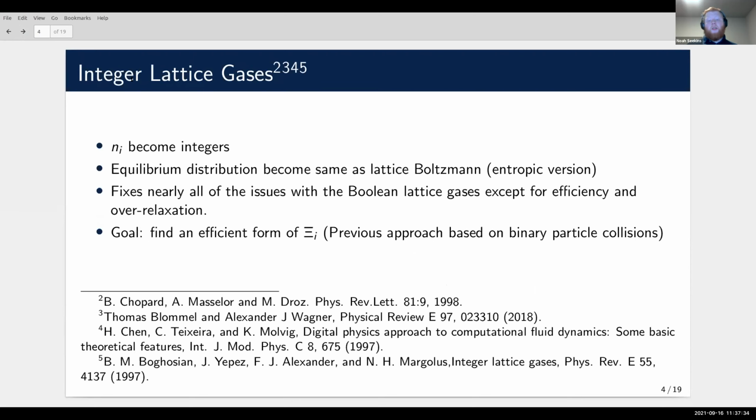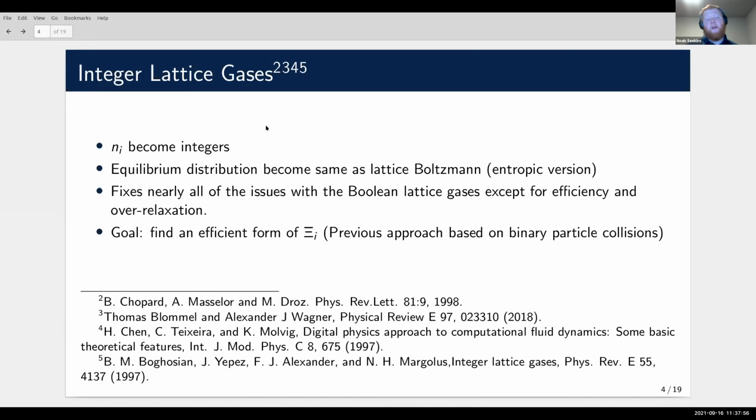There have been several different variations of the integer lattice gas over the years. Some people refer to it as multi-particle dynamics. Some people refer to it as the integer lattice gas. As the people in my research group do, I will refer to it as the integer lattice gas.